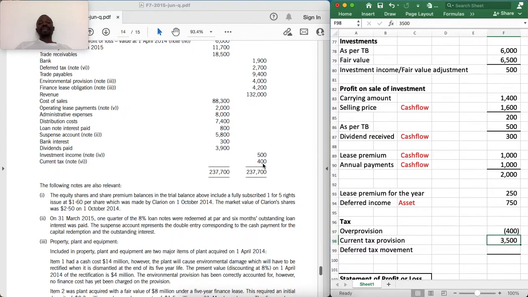So you will master it as this. If the current tax in the trial balance is on the credit side, you should reduce the tax. If it's on the debit side, it's an under provision, you add it to the tax.